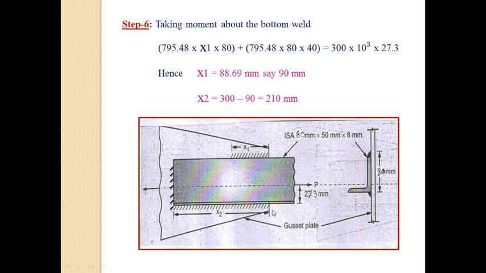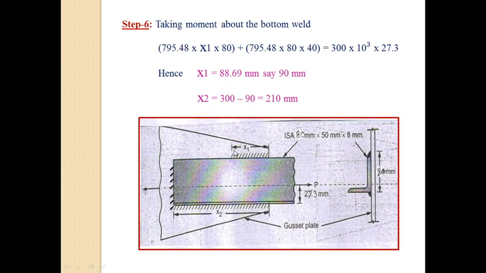So how can we calculate this? Take the moment at the bottom of that section. Taking the moment about the bottom weld. So how can we take the moment, let us see. Firstly, we know the design strength per mm length. Per mm we know that is 795.48. We have already calculated the design strength per mm, that is 795.48.